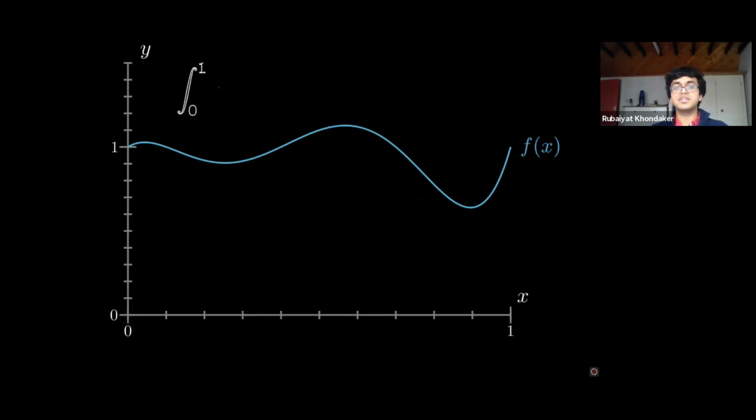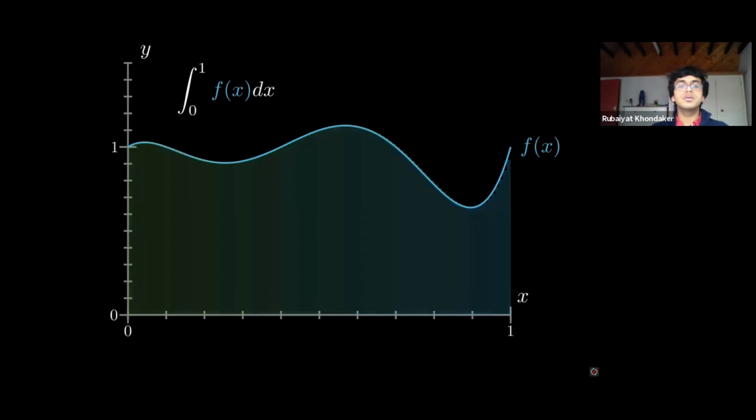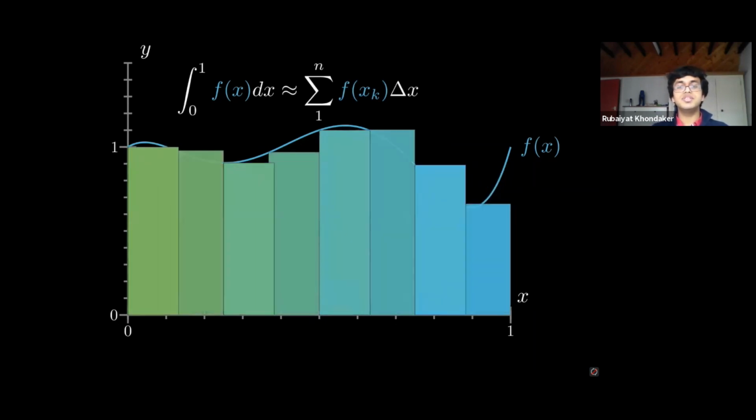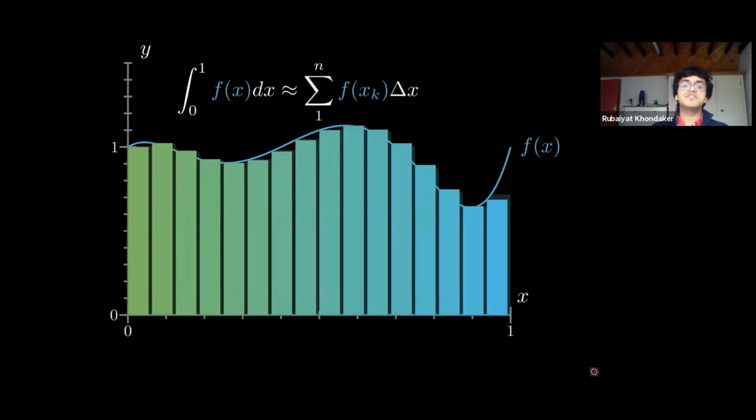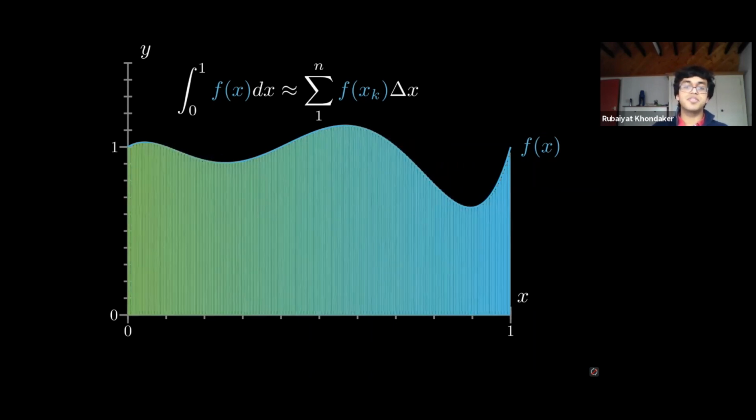You've got this function f of x, and we're trying to figure out the integral of it, which you can think of visually as the area under some graph. The way we figure out that area is that we approximate it with a bunch of small rectangles. And those approximations get better and better if you use finer and finer rectangles, because it captures more properties of the shape of the graph.